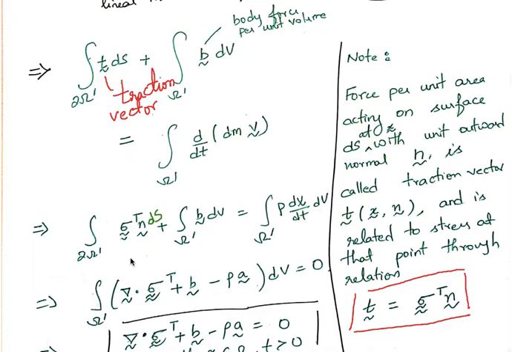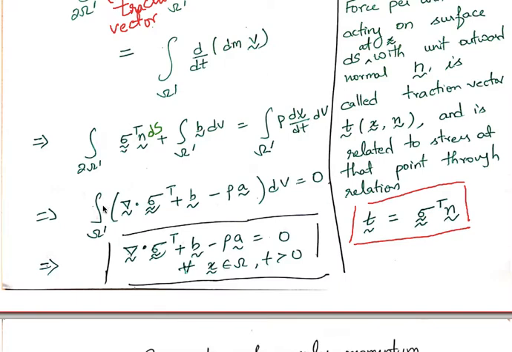So T is being replaced by sigma transpose n, and after that we can apply the divergence theorem to convert the surface integral to a volume integral. So what does the divergence theorem say? Wherever you have dot n, you replace it with the divergence operator. So this becomes divergence of sigma transpose plus body force per unit volume minus density times acceleration, because the material time derivative of velocity is nothing but the acceleration of that particular point, okay, times dV is equal to 0.